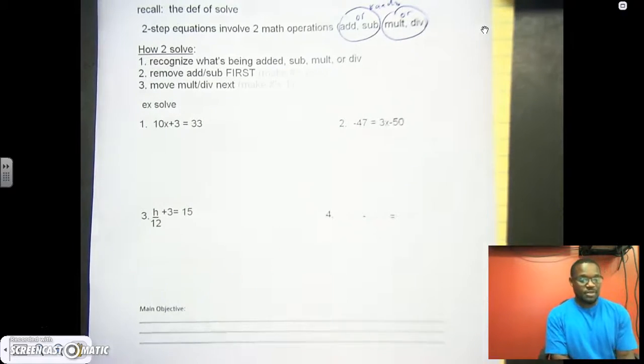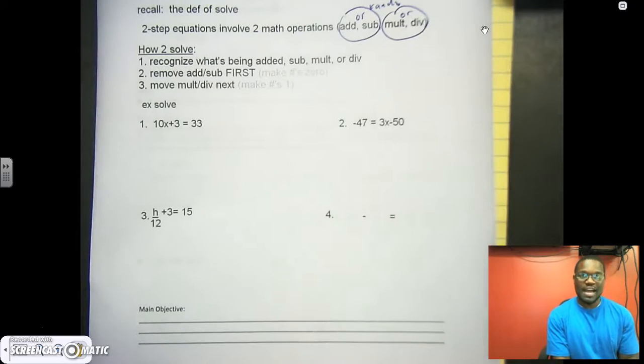Now, right here, you probably can't read it. It's really bright on my screen, but it says you make your number 0. Why do I have that on there? Because that's what you do in order to remove your addition and subtraction. You have to make the number that's with the variable equal 0. So we put it together with its opposite.